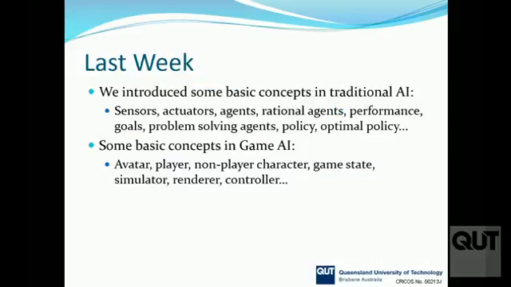All right, so last week we looked at some basic concepts of traditional AI. We looked at such things as sensors, actuators, agents, what is a rational agent, what we mean by performance, the idea of a goal. The idea of a goal will be very important for pathfinding, because pathfinding is really a kind of program that considers a goal, which is a destination location, and then tries to solve the problem of finding a path or a shortest path between 2 points. Problem-solving agents, policy and optimal policy.